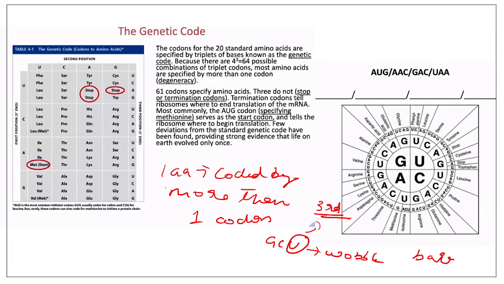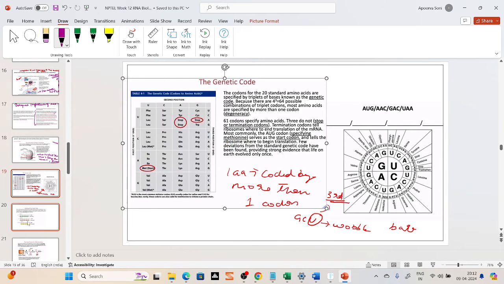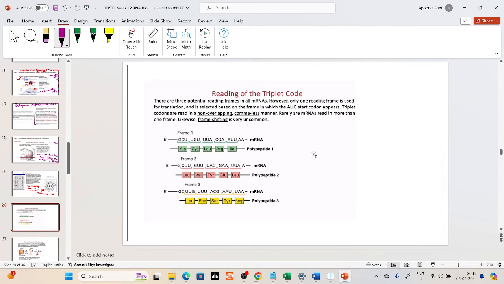There are three stop codons, which are known as the termination codons. Normally, the first codon is AUG, which specifies methionine and serves as a start codon. So, in general, your start codon is methionine. Then, how can these triplets be read? In frame, it has to be read as 3, 3, 3, because 3 nucleotides specify one amino acid.